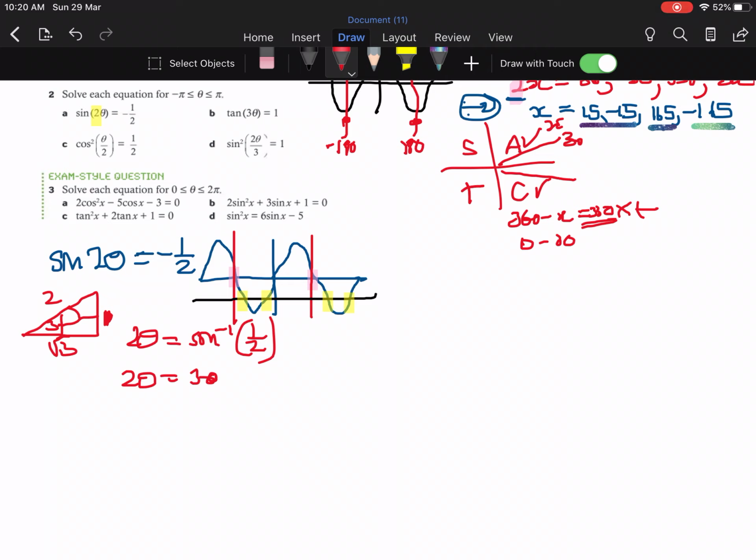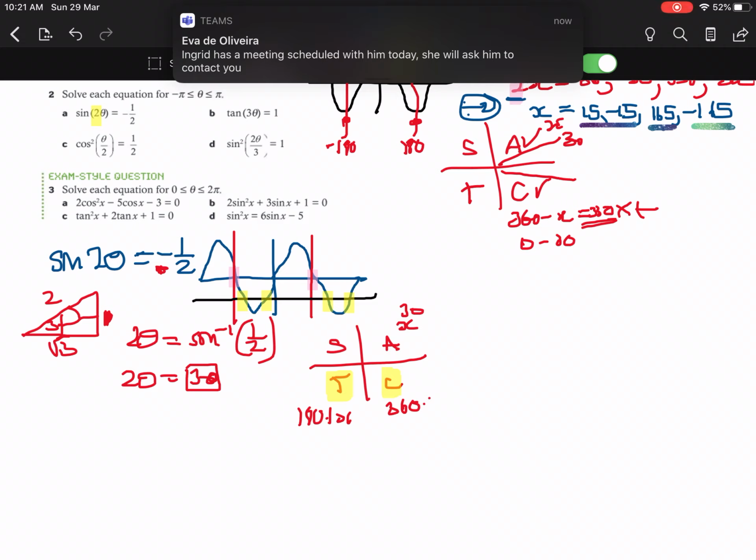Okay, now 30, what you need to remember in the CAST diagram, 30 is x. Okay, but because this is negative here, I'm not going to be using this quadrant. The quadrants I'm using are the opposite. So if it was positive, I would use all and sine, but because it's negative, I'm going to be using tan and cos. So what do those quadrants say? They say 180 plus x, and they say 360 minus x.